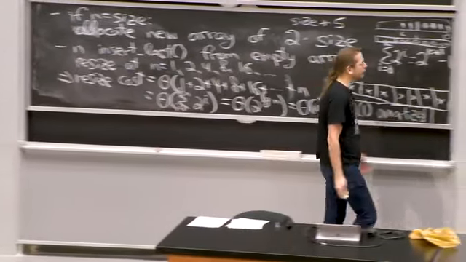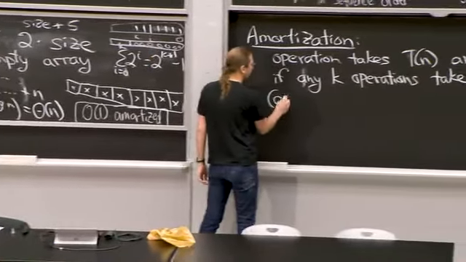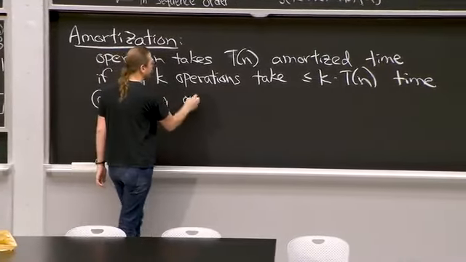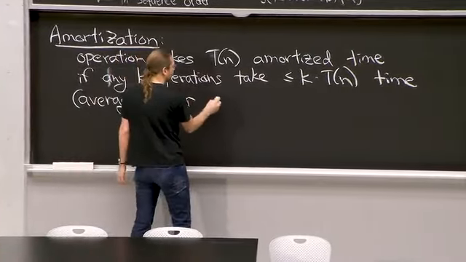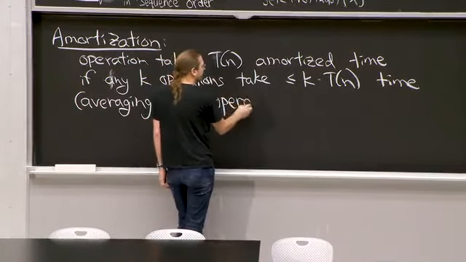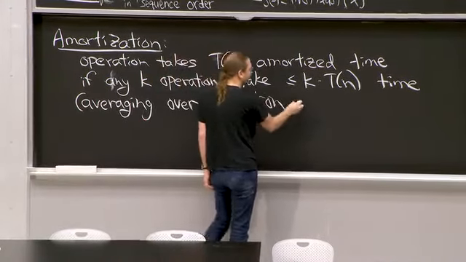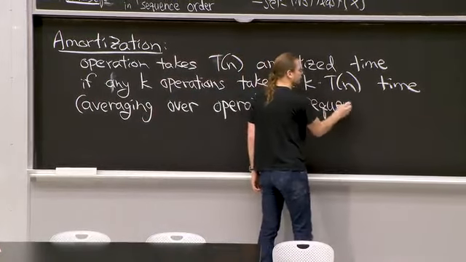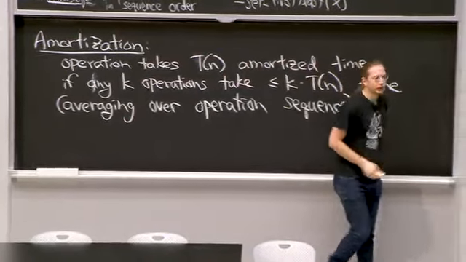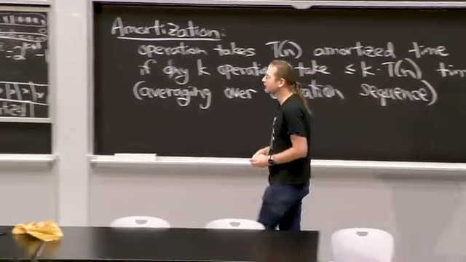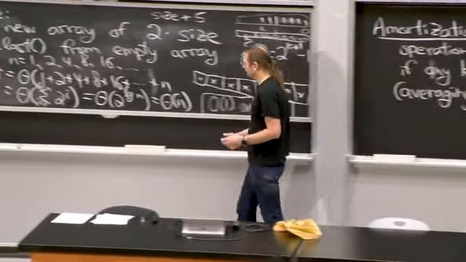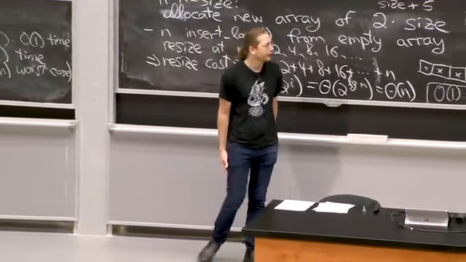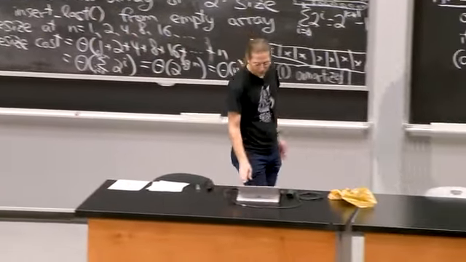And so this is averaging over the operation sequence. Every insert last over there only takes constant time on average over the sequence of operations that we do. And so it's almost constant. It's not quite as good as constant worst case, but it's almost as good. And it's as good as you could hope to do in this dynamic array allocation model.